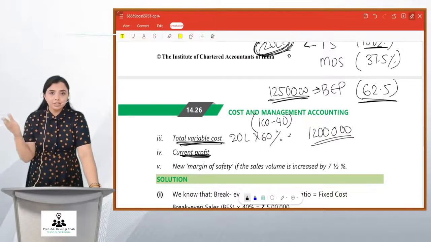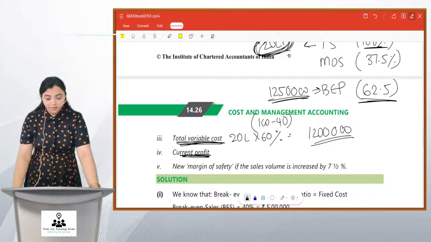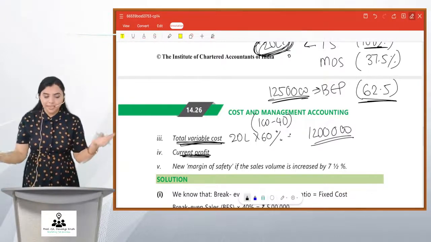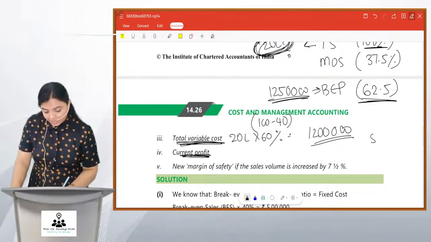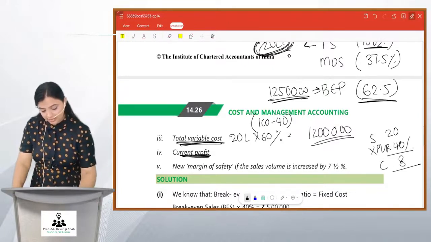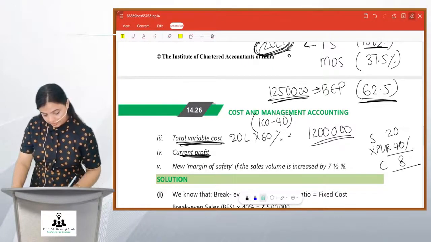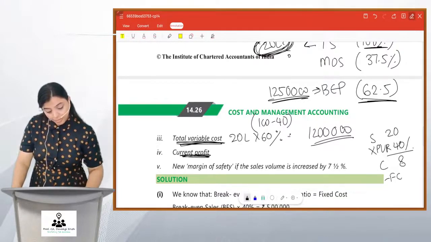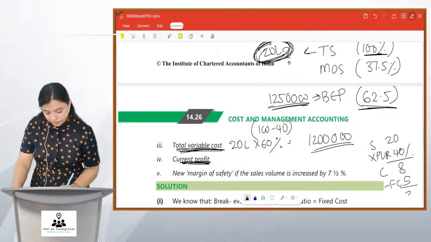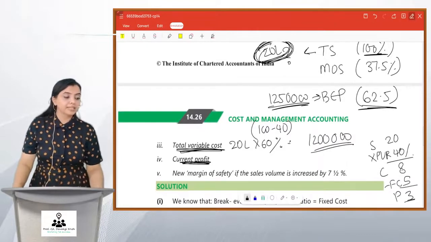Profit. How to get this profit, friends? Profit, you can get it with margin of safety sales. Or you can make a profitability statement to get the profit. You can do it the way you want. So, friends, my sales are 20 lakhs, right? Into PV ratio of 40% gives me a contribution of 8 lakhs. Minus fixed cost. My fixed cost is 5 lakhs. So I get a profit of 3 lakhs. As simple as that. Right, friends?